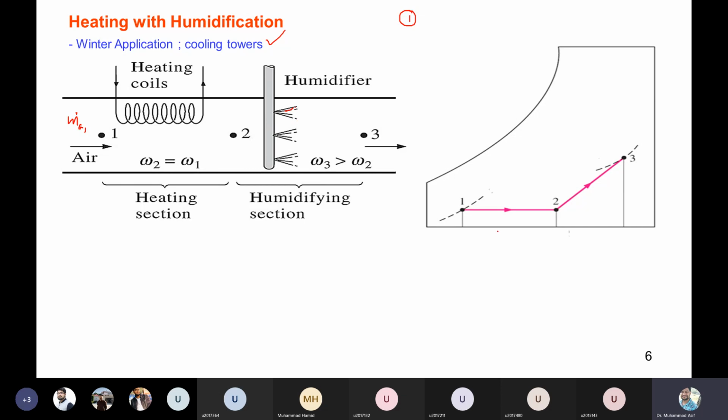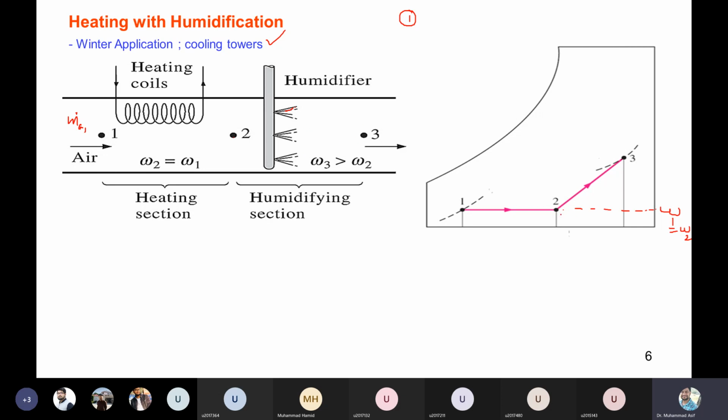What about the mass of the water vapors? As you can see, the mass of the water vapors is related with the omega value, right? So that means omega 1 is equal to omega 2. So there is no change of the water content from point 1 to point 2, right? So that's a simple heating process. However, when the humidifier is there, then from 2 to 3, you are adding the water vapors. Now, what is the value of that water vapors?